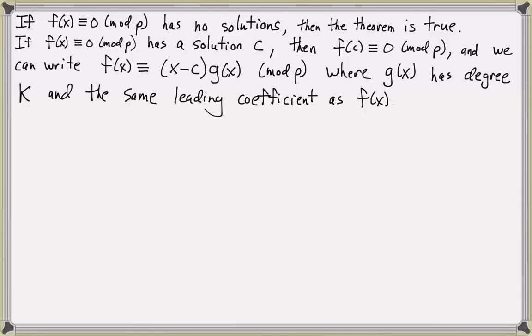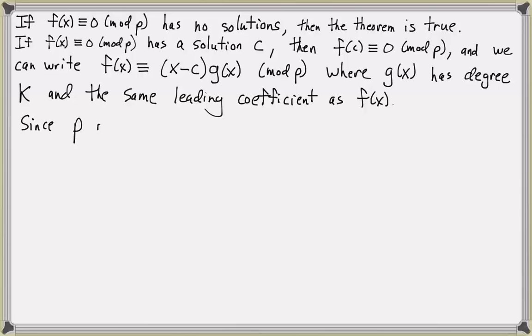So if c is a solution to this congruence, f of x congruent to 0 mod p, then I can factor out the linear term x minus c from f of x, and notice that the leading term of x minus c is just 1, so when I combine it with the polynomial g of x, I should still get the same leading coefficient of f of x. So g of x has the same leading coefficient as f of x. Now the inductive hypothesis comes into play.